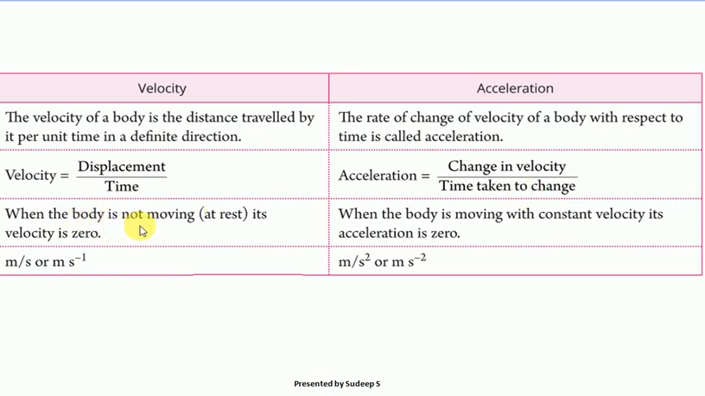When the body is not moving, that is at rest, its velocity is 0. That means if there is no displacement, then velocity is 0. When the body is moving with a constant velocity, its acceleration is 0. So this third point for velocity and acceleration is very important. SI unit for velocity is meter per second. SI unit for acceleration is meter per second square.